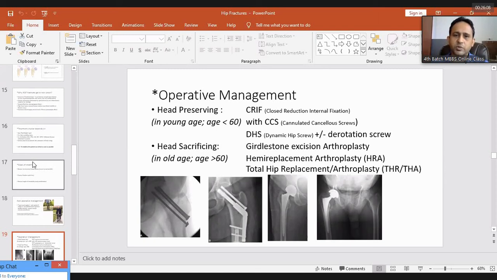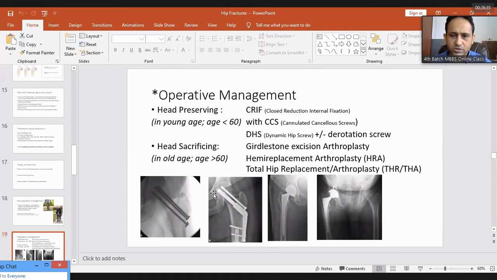So the options would be closed reduction and internal fixation. So you take the patient to the operating theater, you reduce the head under the C-arm image intensifier and fix it with cannulated cancellous screws. So these 3 screws hold the fracture in position, and you ask the patient to be non-weight bearing for about 6 weeks, 8 weeks till the fracture heals, and then ask the patient to go back to normal activities.